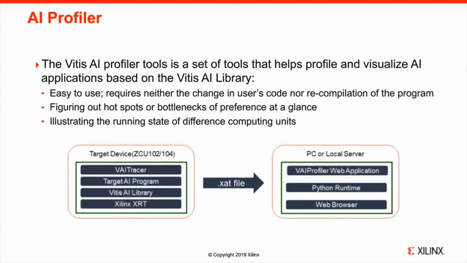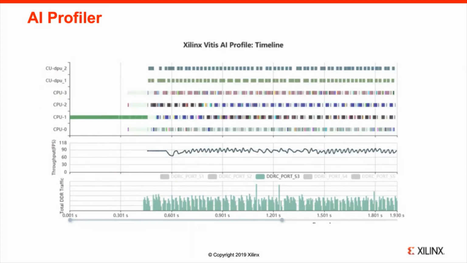Here is an example of the visualization results of AI Profiler. Let's look at the top part first. The platform is the ZCU102. So here we have 4 ARM cores, and we have integrated 2 DPU cores. For CPU cores, different colors indicate different tasks. For the DPU, when it's occupied, you see color, and when it's idle, you see a blank. So users can easily find out the DPU and CPU running efficiencies.